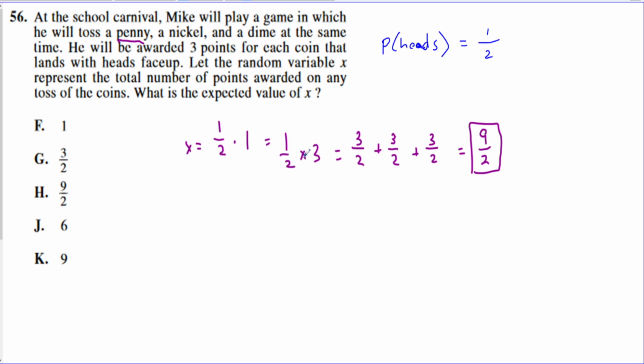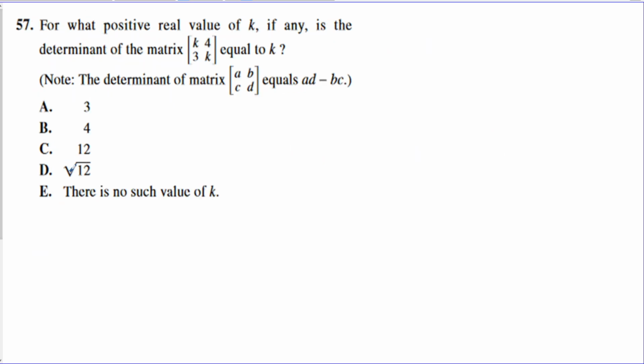But then because each of these flips is worth 3 points and not just 1, it's going to be 3/2, right? So our total answer here is 9/2, right? So problem 57. For what positive real value of k, if any, is the determinant of the matrix with this thing equal to k, okay?